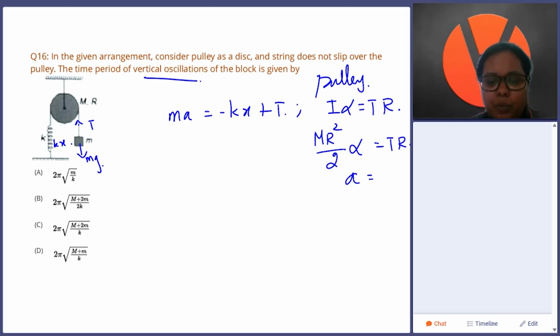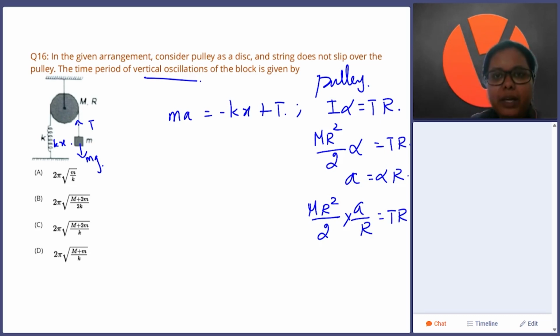So acceleration would be alpha r. For alpha, if I substitute, what shall I write here? Mr square by 2 into a by r, this should be equal to tr. So if I cancel the terms, r square, r, and this r, what I will have here is ma by 2, this should be equal to tension. Okay, so by substituting it, what shall I get here?